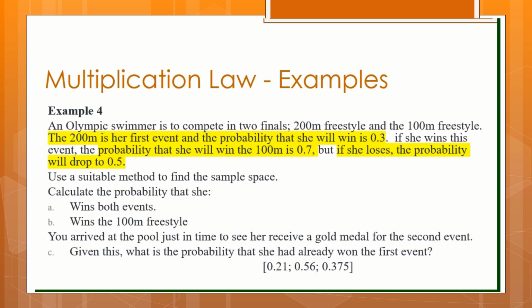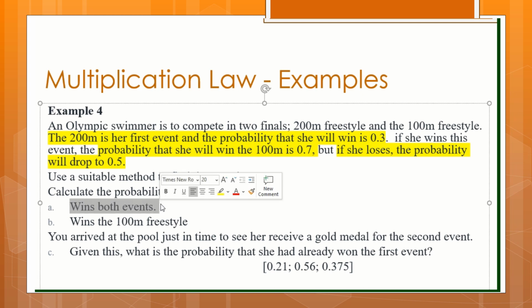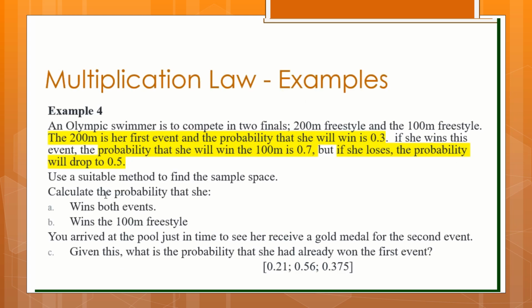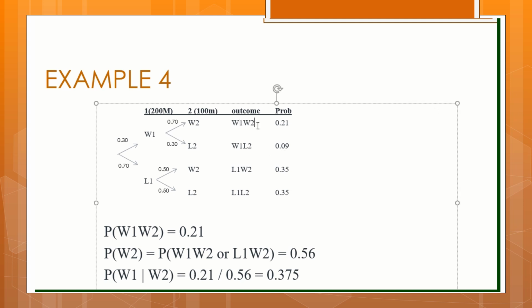So let's answer the question. What's the probability she wins both events? That means she wins the first and wins the second. Win both, 0.21. What's the probability she wins the 100 meter? The 100 meter is which event? Second event, right? So what's the probability she wins the second event? Here, win second event, so we can accept this. Here, no. Here, win second event, right? So we can accept this. Here, no. So it's either win both or lose the first and win the second. So this plus this.